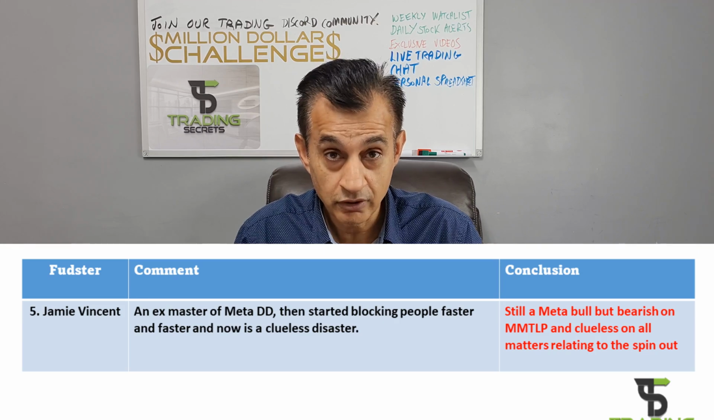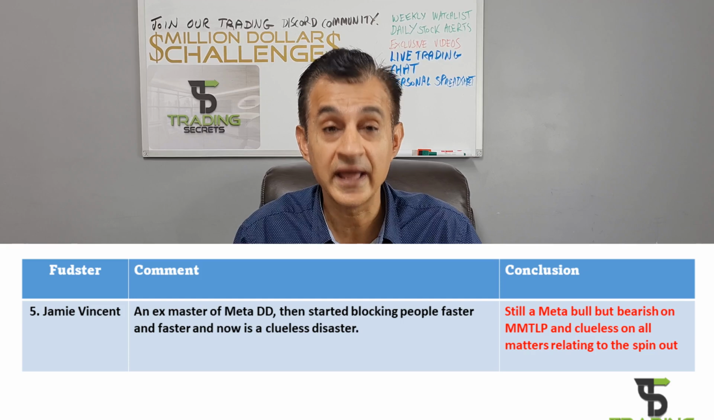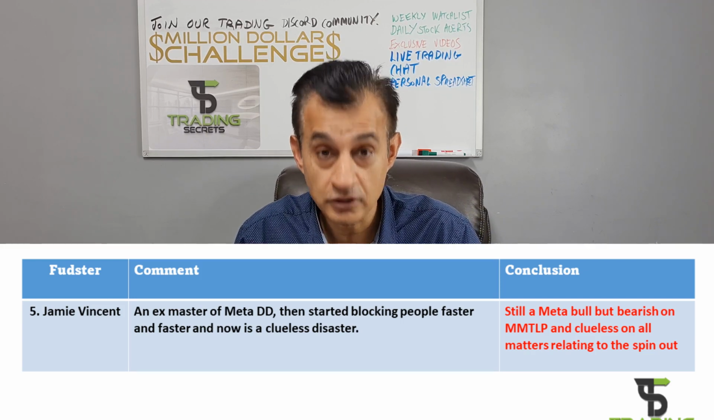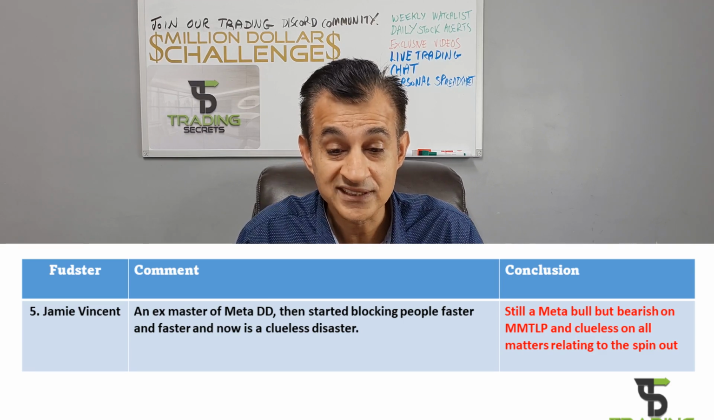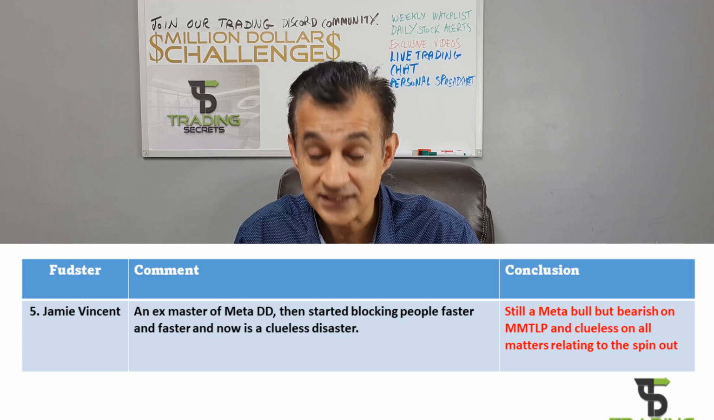And number 5 on the list is Jamie Vincent. So Jamie Vincent, from my point of view, is a person who was an ex-master of metamaterials due diligence, carrying out lots of research, lots of excellent information. Then after that, he started blocking people faster and faster. But right now, I think he's a clueless disaster. Doesn't know what he's talking about. So the conclusion is he's still a meta bull.